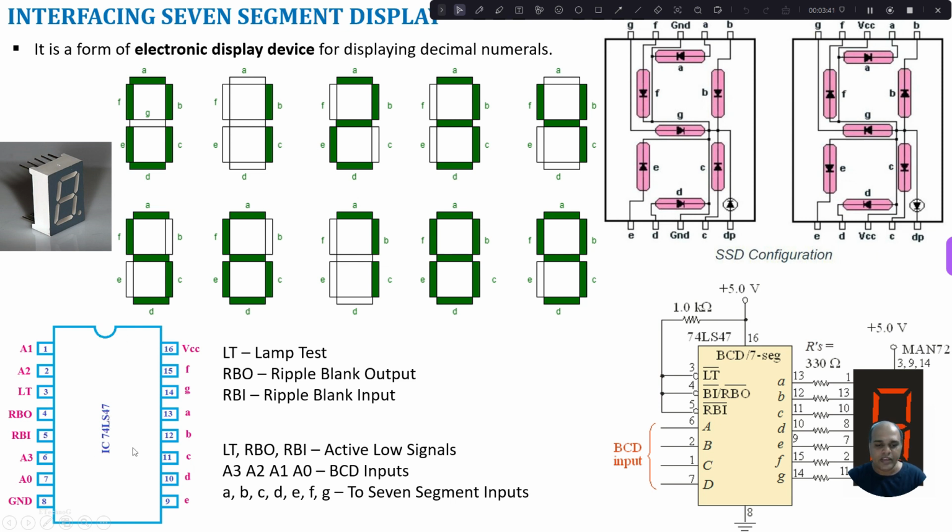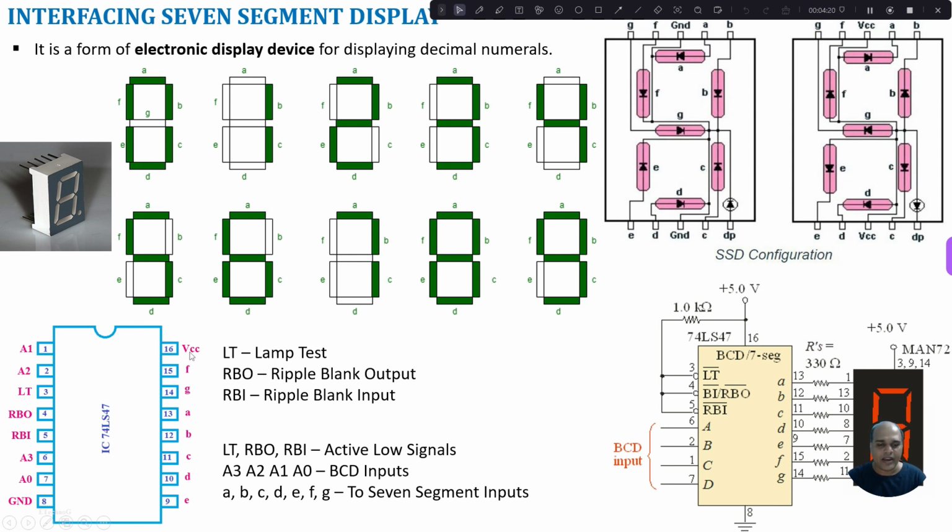This is a BCD to 7 segment driver. It takes the input in terms of a BCD number and it gives a 7 segment output. Here the decimal point will not be considered. Only the 7 segment output will be obtained from this 7447 IC. If I see the pin details, it is a 16 pin dual inline package IC, where A0, A1, A2, A3 are BCD inputs and the corresponding 7 segment output is obtained from pin number 9 to pin number 15, A to G.